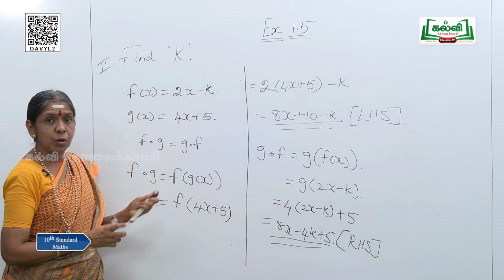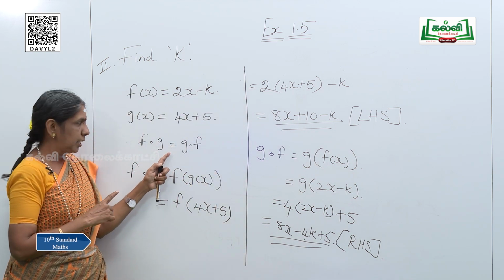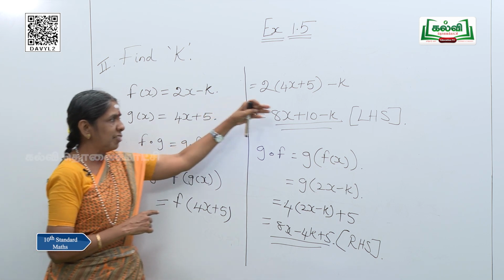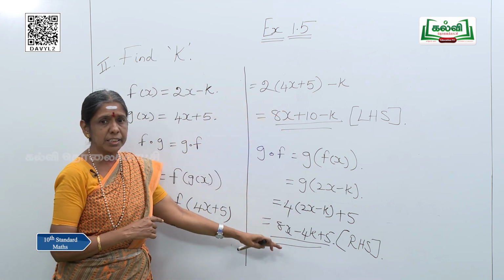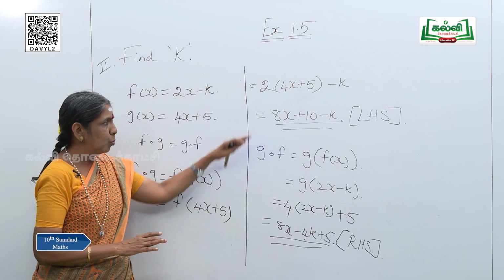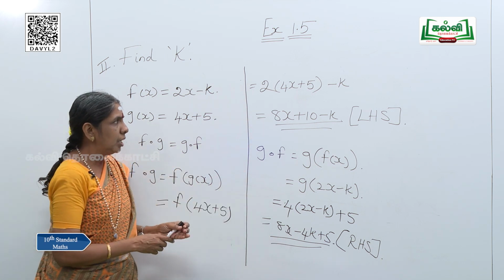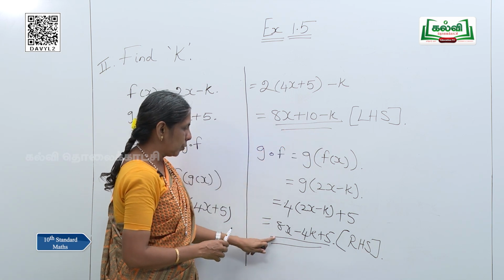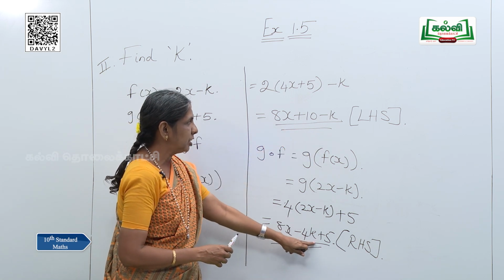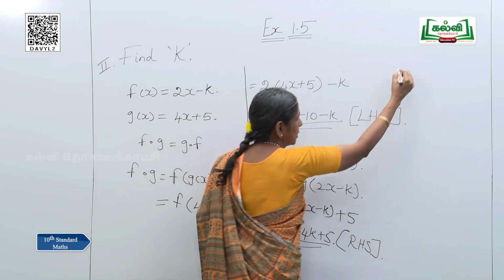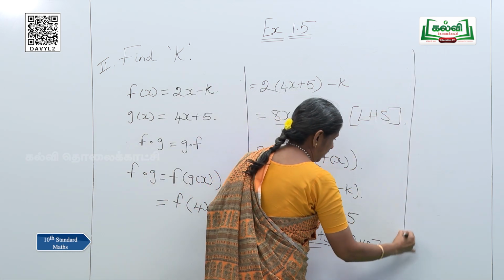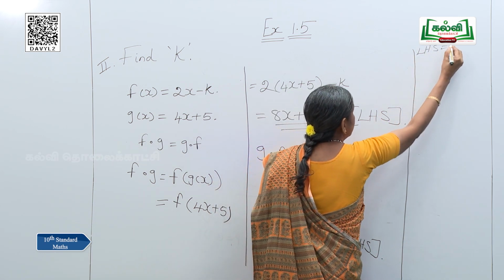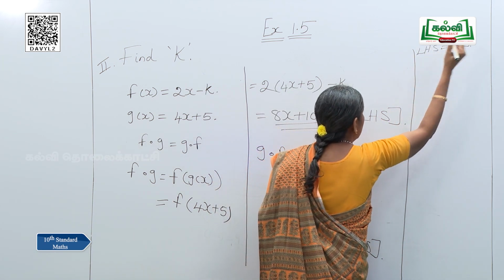Now, what is the given condition? You have to remember that f dot g is equal to g dot f. That means, the left hand side value and the right hand side value have to be the same. Both values are going to be equal. So, let us equate it. 8x plus 10 minus k is equal to 8x minus 4k plus 5. When you equate it, LHS is equal to RHS. That is the given condition.